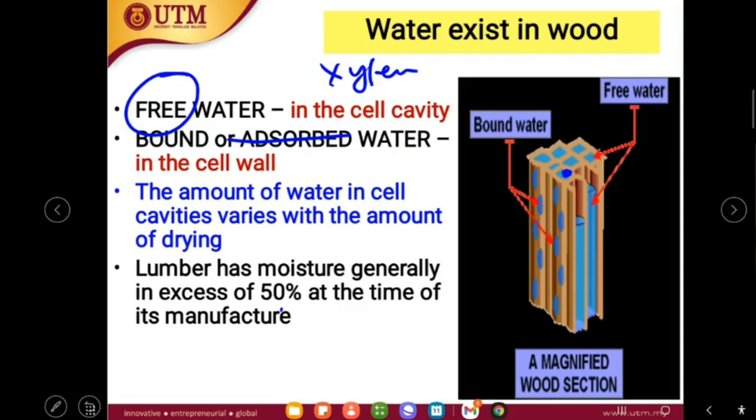So the wood is actually full of water. The amount of water in the cell cavities varies with the amount of drying. Normally, when we work with lumber, it has about 50% of water in excess of its solid weight.